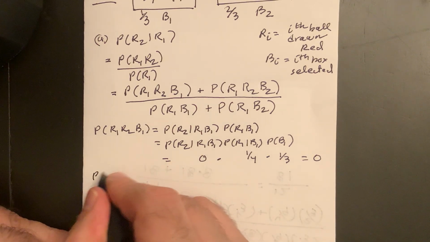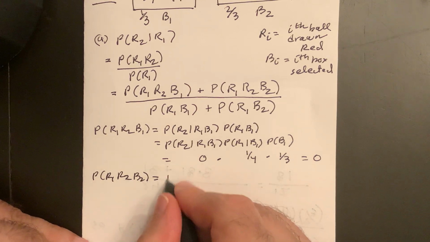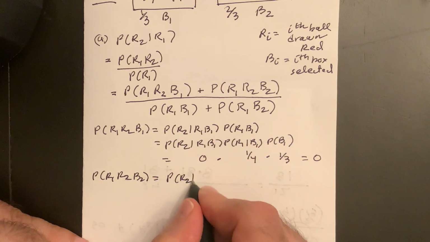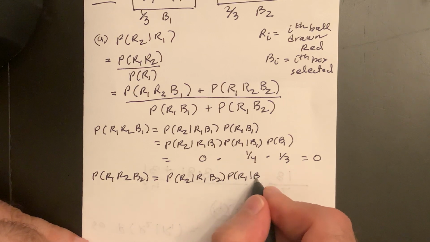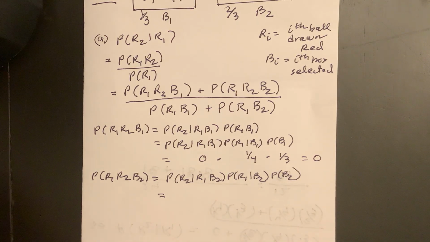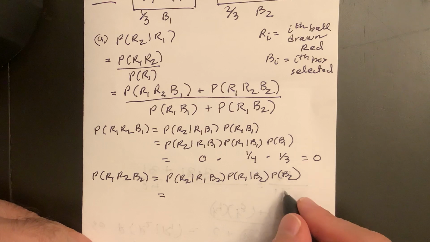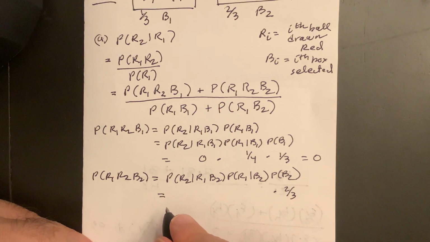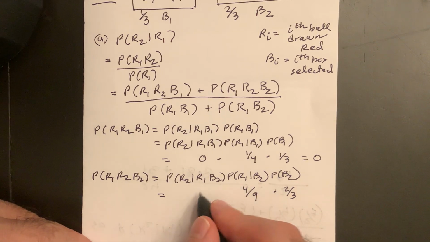Okay, what about the next one? P(R1 R2 B2). This is not 0. So similarly, if I skip even that step now, it's R2 given R1 B2, P(R1 given B2), P(B2). And this is equal to, what do you think? Well, same thing, right? Okay, so this is 2/3. R1 given B2 is 4/9. And R2 would be 3/8.